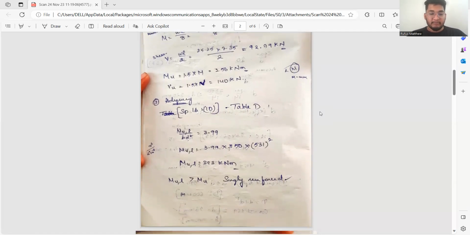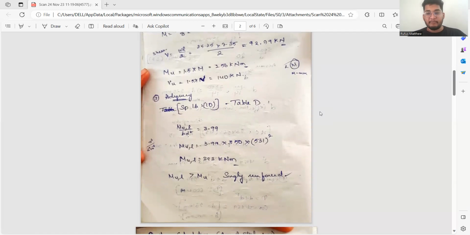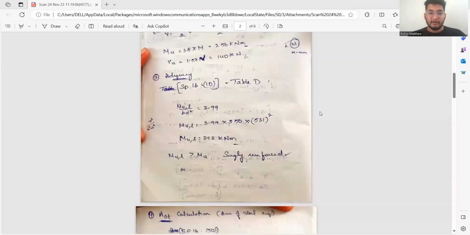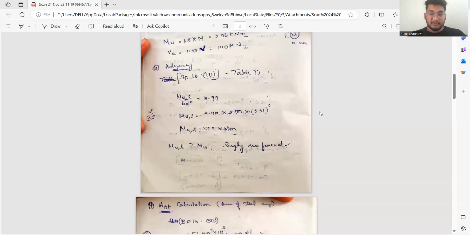Then we find MU and VU. For MU and VU, you have to take 1.5 and multiply it with M and V respectively. Then MU equal to 1.5 into M equal to 256 kilonewton meter is the value we got. Then for VU, 1.5 into V equal to 140 kilonewton is what we got. Till here the second step ends. Then the third step is adequacy.